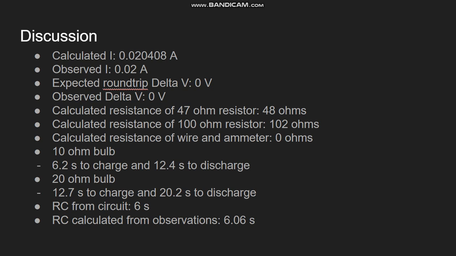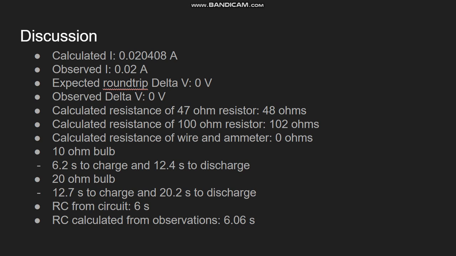Discussion. The calculated current, just from numbers, was 0.02048 amps, but the observed current from the ammeters was 0.02 amps. The expected round trip delta V theoretically should be 0 volts, and after summing all the different delta V's we observed 0 volts. The calculated resistance using current of the 47 ohm resistor was 48 ohms, and the calculated resistance of the 100 ohm resistor was 102 ohms. We found the resistance of the wire and the ammeter to be 0 ohms.